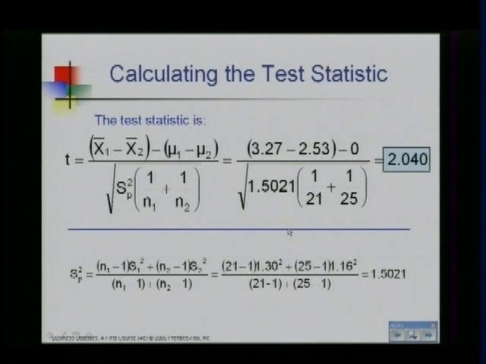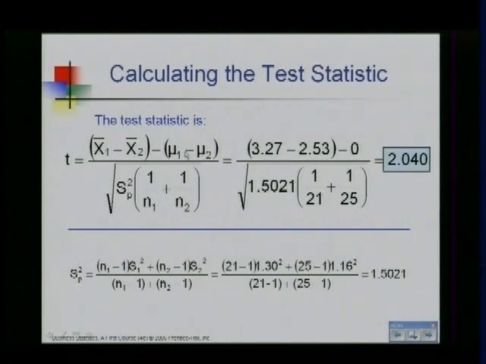Here's how I calculate my step 5 value. t is equal to 3.27, x bar 1, minus 2.53, minus, and again, the population means are assumed to be the same, which means there is zero difference. I've got to find s squared p, which is called the pooled variance. So I take this formula, plug in, and I get 1.5021. Plug that up here. These are my sample sizes, 21 and 25, and I solve to find t, which is equal to 2.04.